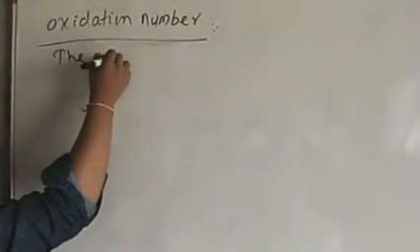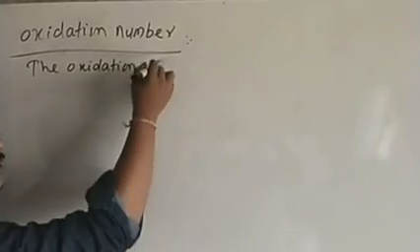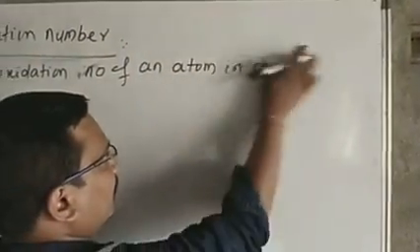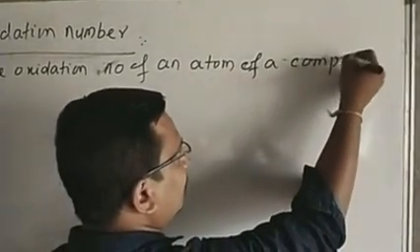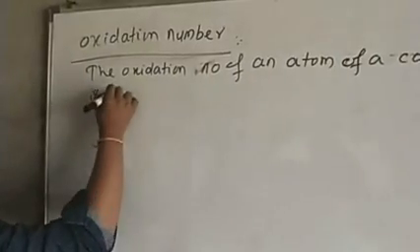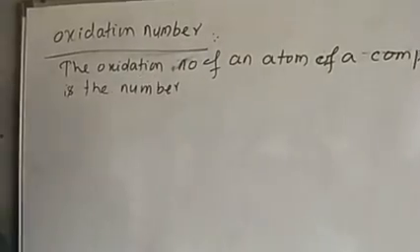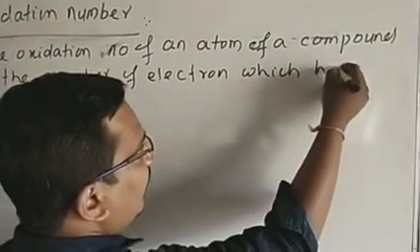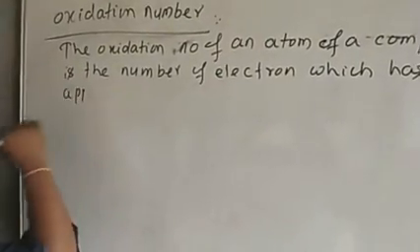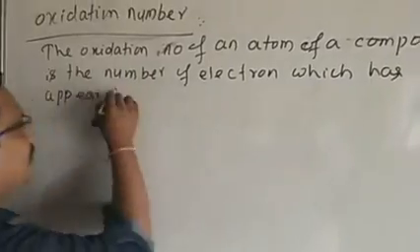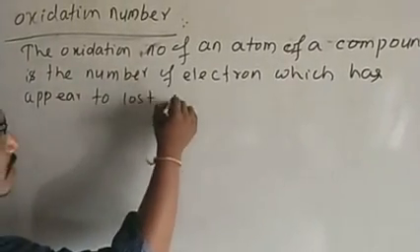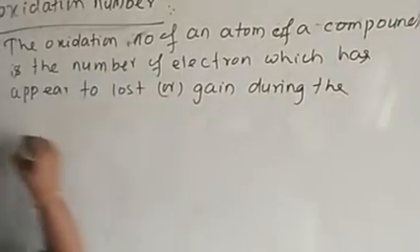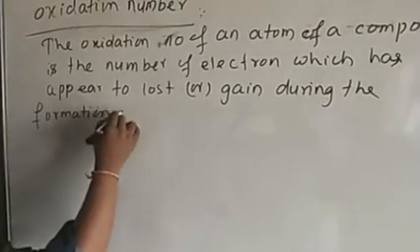The oxidation number of an atom in a compound is the number of electrons which has appeared to be lost or gained during the formation of that compound.